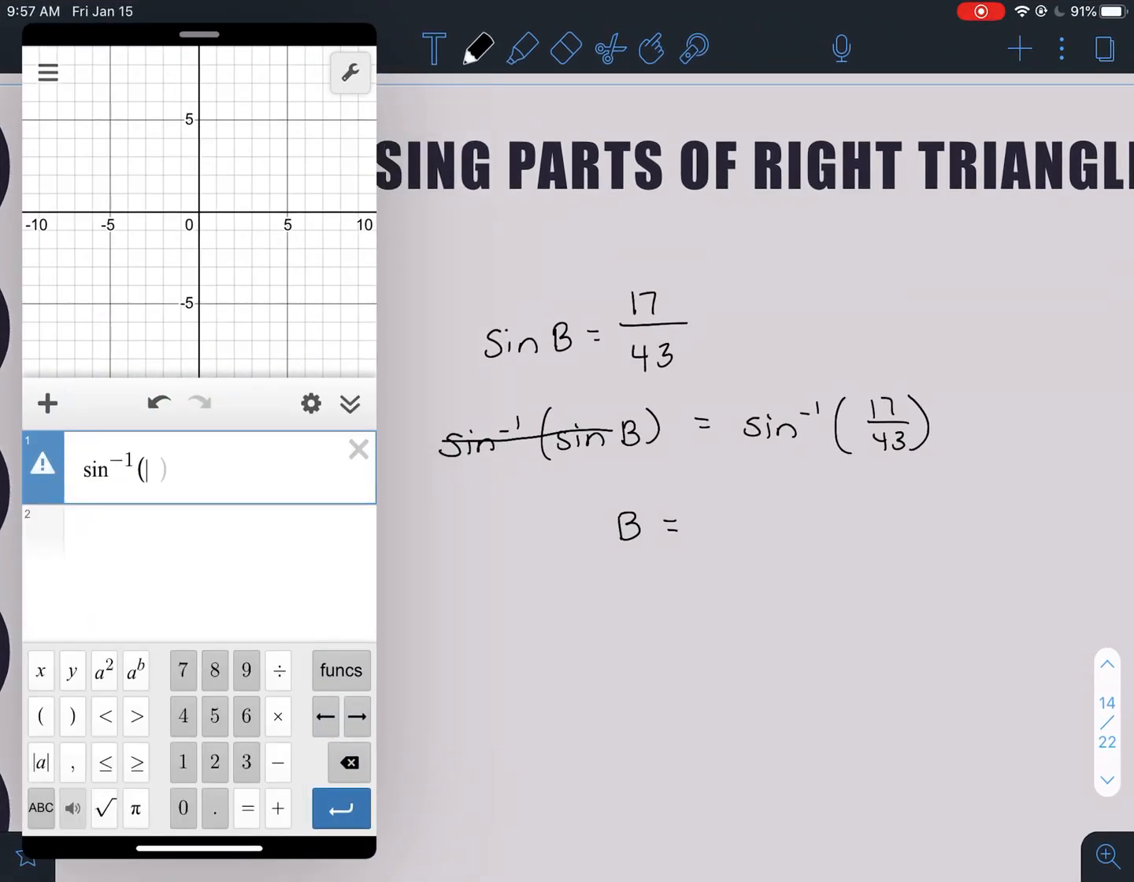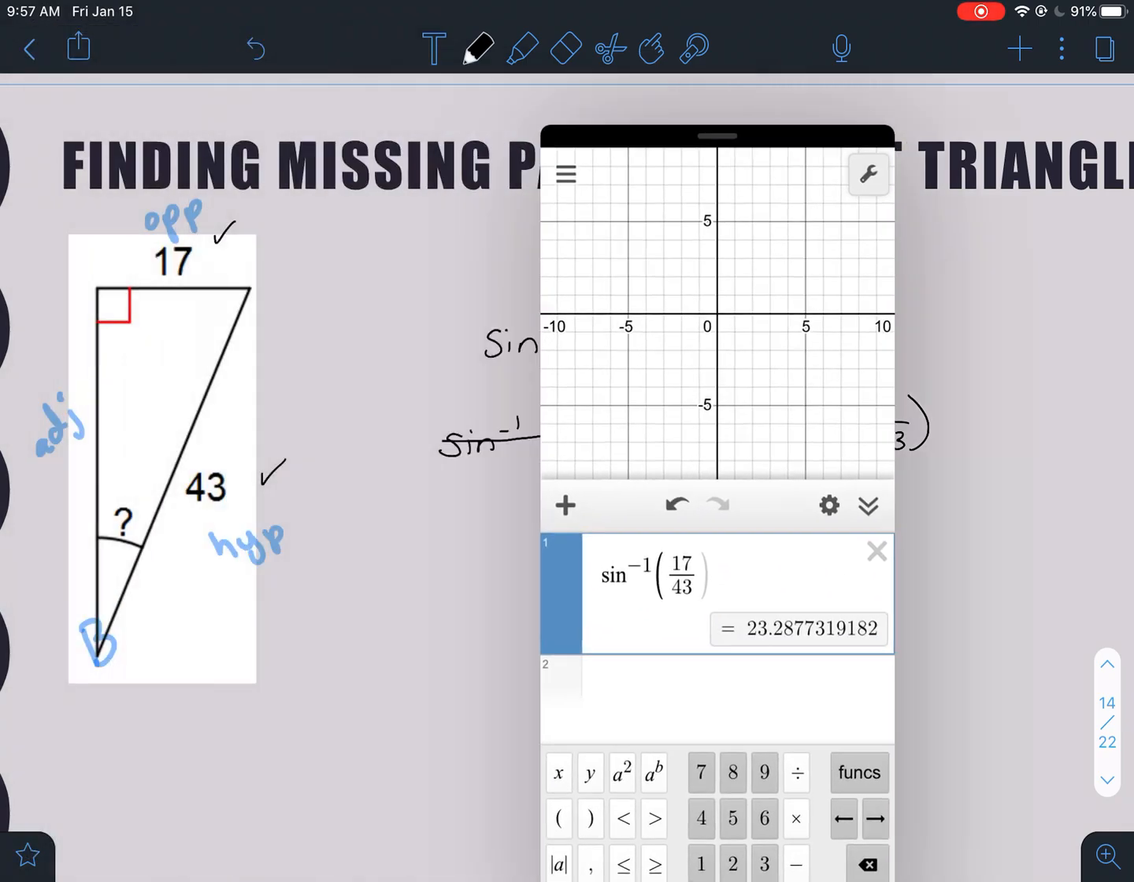And now we're going to take the inverse sine. You might have to hit shift or second sine. And then we're going to do 17 divided by 43. And so angle B is going to be 23, and then we'll round that to 3. So 23.3 degrees.